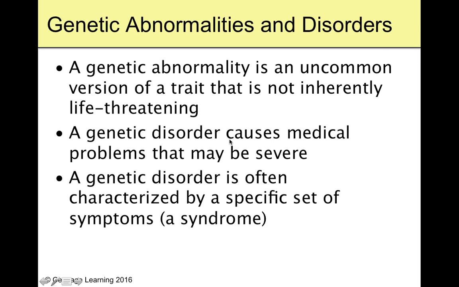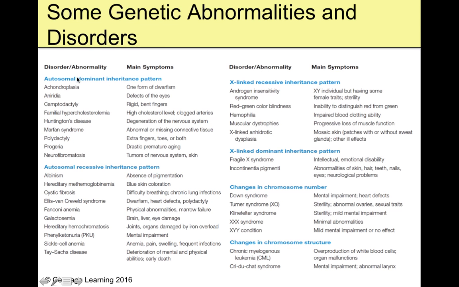A genetic disorder can cause medical problems that could be very severe, and it's often characterized by a specific set of symptoms. We call those symptoms a syndrome. So here's a few that you may or may not be familiar with. The blue line here tells you how they're inherited: autosomal dominant inheritance, autosomal recessive inheritance, so a dominant allele, a recessive allele, X-linked recessive, X-linked dominant, change in the chromosome number, and change in the chromosome structure. You don't have to commit these to memory, but just to give you an idea.